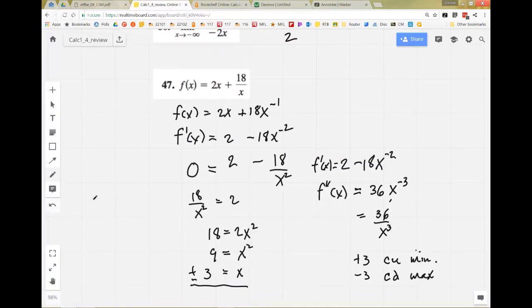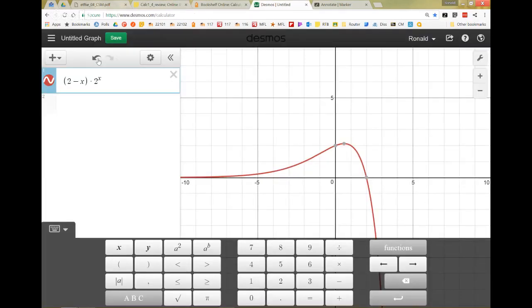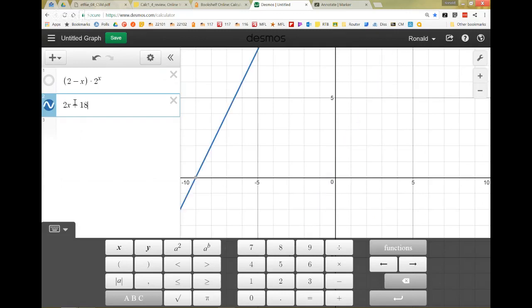Let's see what the graph looks like as a double check. Basically I got the max at negative 3 and the min at positive 3. The function is 2x plus 18 over x. 2x plus 18 over x.